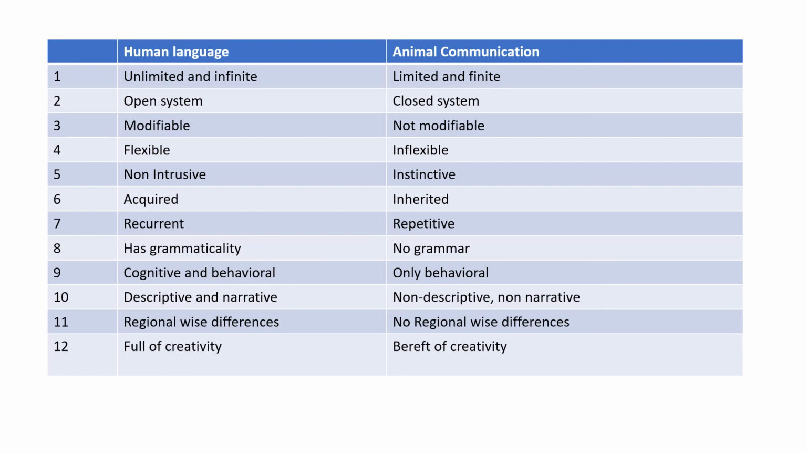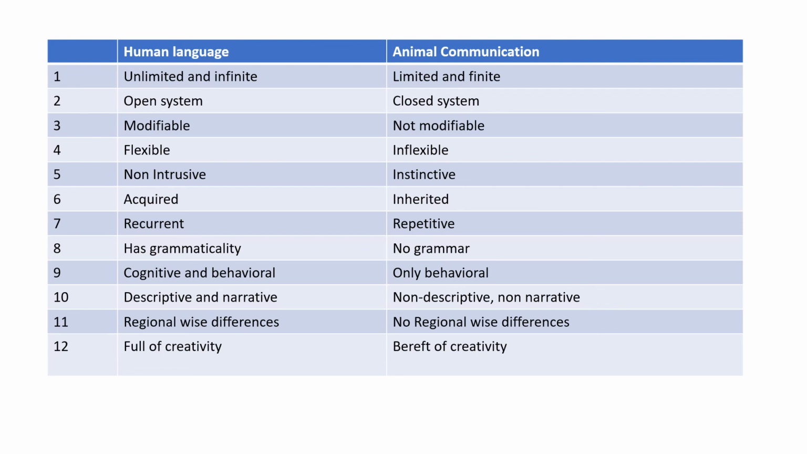We have grammar. Lots of rules are followed in each and every language, whereas in animal communication, no grammar. Human language is cognitive and behavioral. Cognitive means related to the brain, related to psychology. When we utter something, or say a sentence, that has to be associated with the particular context in which the sentence is produced. Only then can we grasp the entire meaning. Animal communication is just behavioral. Human language can be descriptive and narrative. The biggest example is we have lots of epics and literature, n number of books. That is because human language is descriptive and narrative, whereas animal communication is non-descriptive and non-narrative.